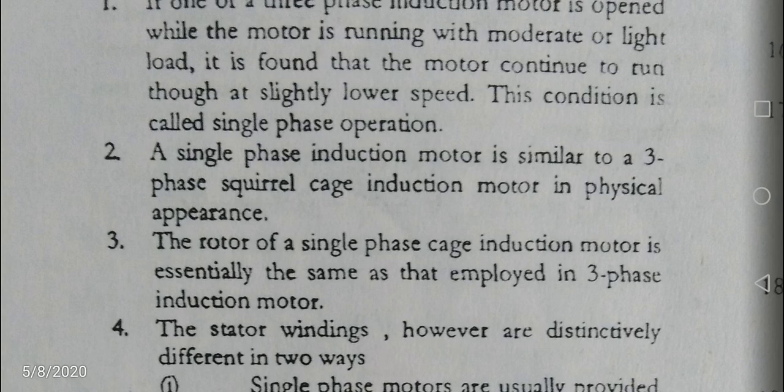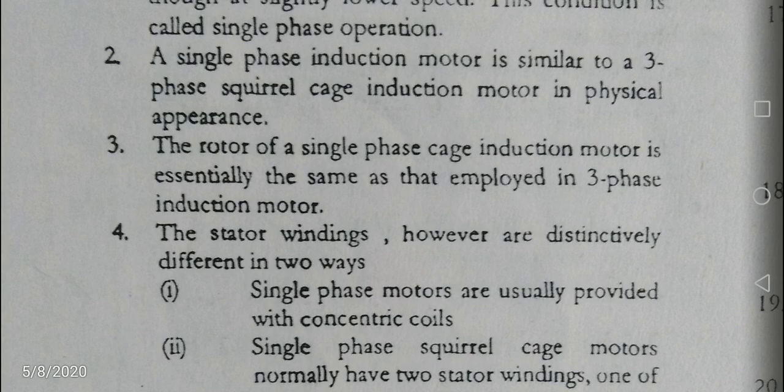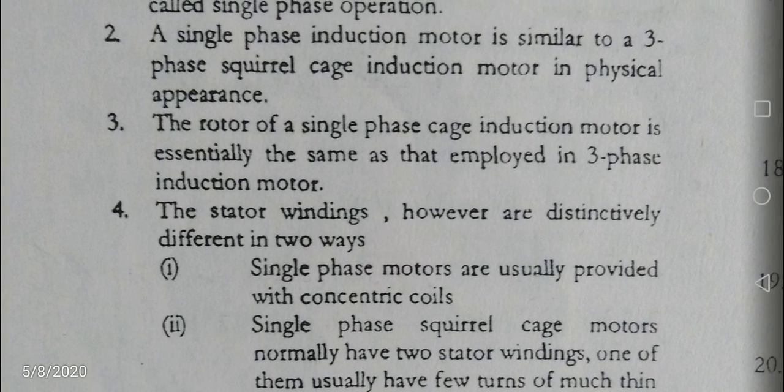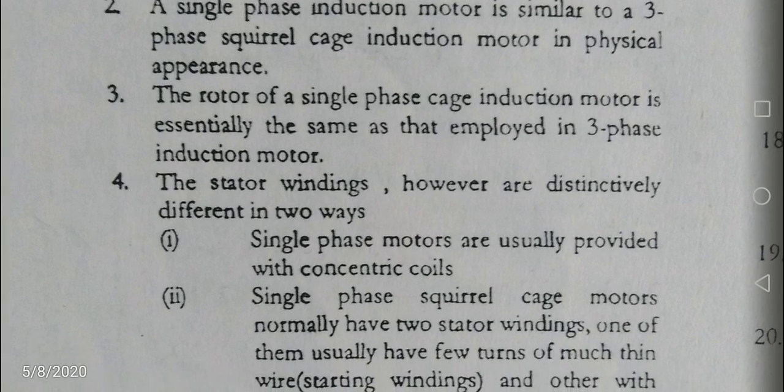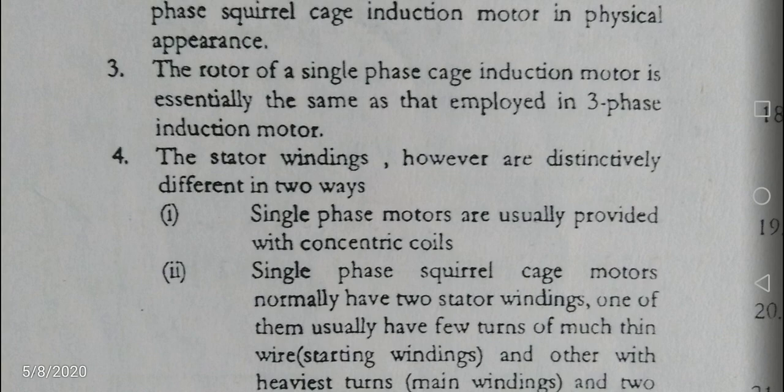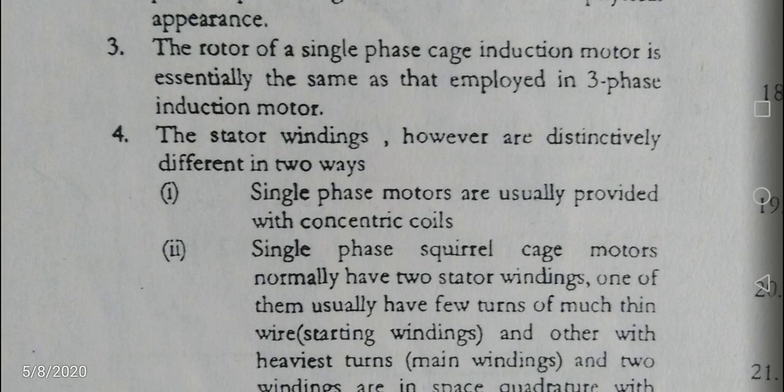It is almost the same. The stator windings, however, are distinctively different in two ways. So the stator windings are different too, but the rotor is the same. In a single phase induction motor, the stator winding is usually a concentrated winding, but in a three phase induction machine, the stator winding is a distributed winding.